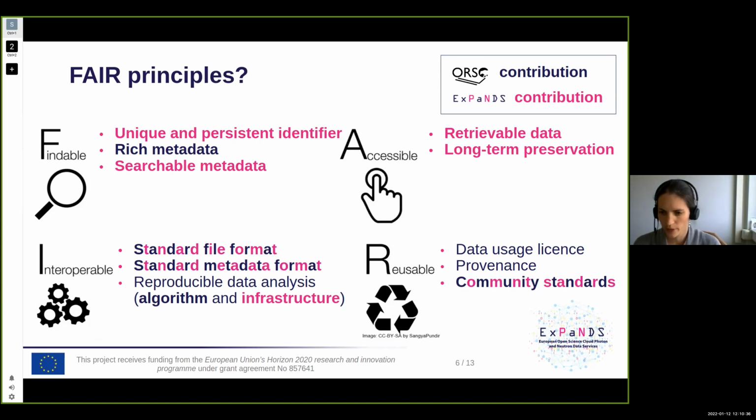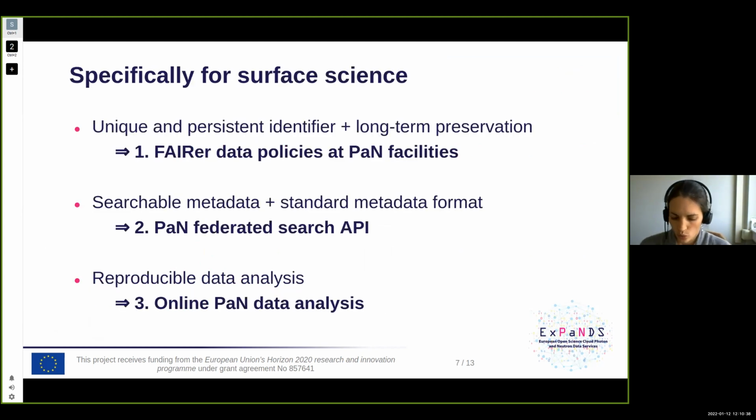I'm going quickly because now I will go into more detail on this, giving you three examples of what we are doing in EXPANSE that is useful specifically for surface science, because this was built by a case study that we did together with Andrew. So you will see the links between your science and the projects. The first example is talking about unique and persistent identifiers and long-term preservation. What we do in the project is make the data policies at our facilities more FAIR.